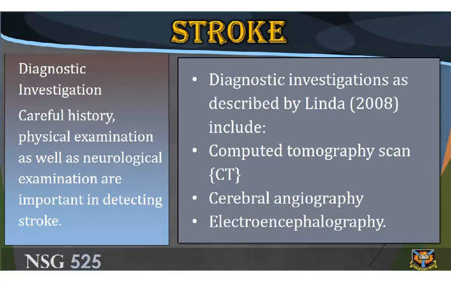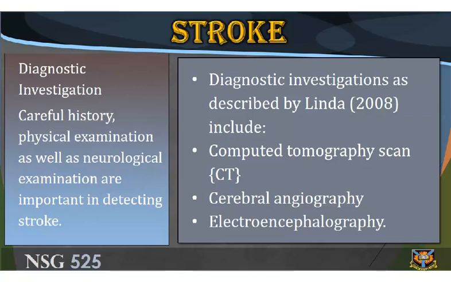Diagnostic investigation. Careful history, physical examination as well as neurological examination are important in detecting stroke. However, initial examination focuses on airway patency, which may be compromised by loss of gag or cough reflexes and altered respiratory pattern, cardiovascular status, blood pressure, cardiac rhythm and rate, carotid bruits, and gross neurological losses.